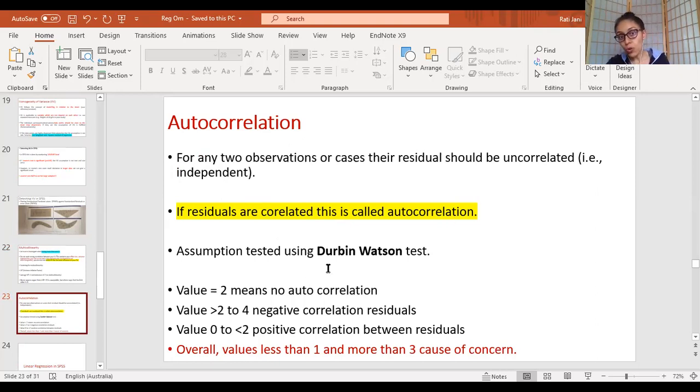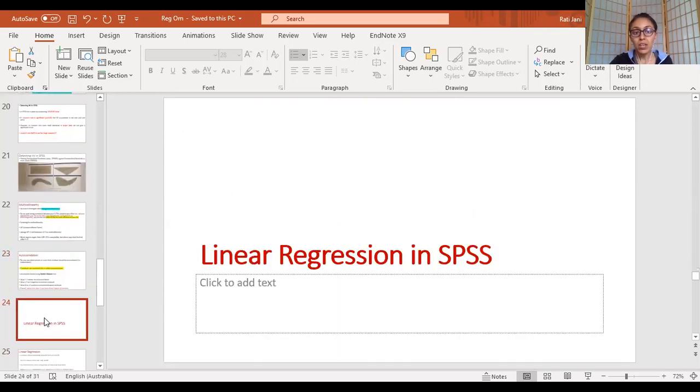So how do you check for autocorrelation? You check it using another button click test, Durbin-Watson. Values of 2 mean no autocorrelation, values greater than 2 up to 4 indicate negative correlation, and 0 to less than 2 a positive correlation. Overall, values less than 1 and more than 3 are a cause of concern. Between 1 and 3 it is still possible.